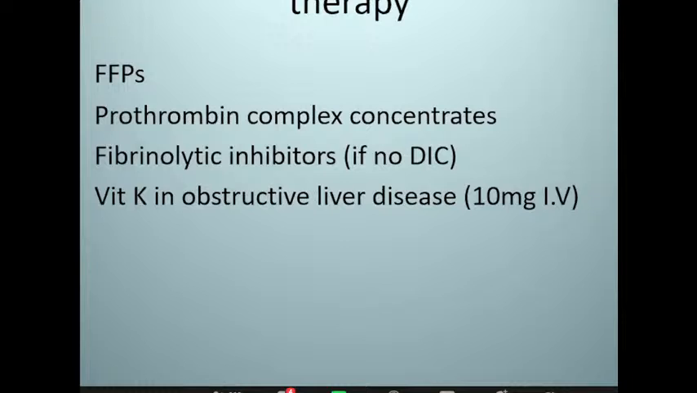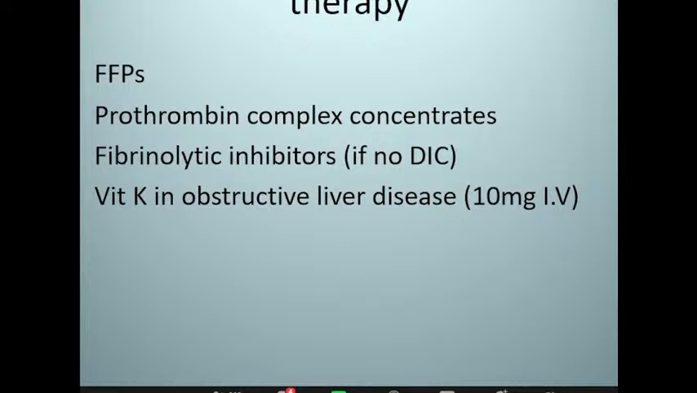So treatment basically is to replace the coagulation factors. So we can use fresh frozen plasma. We have another product available known as prothrombin complex concentrates, which are fairly expensive to use, but contain a number of factors in high concentration. So prothrombin complex concentrates are an option available in some of the centers.